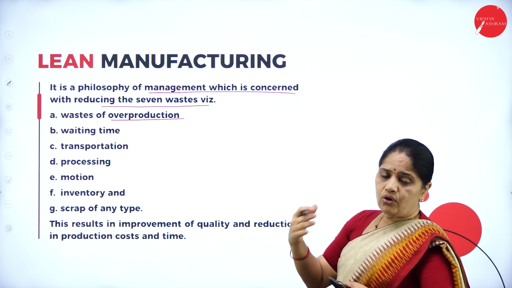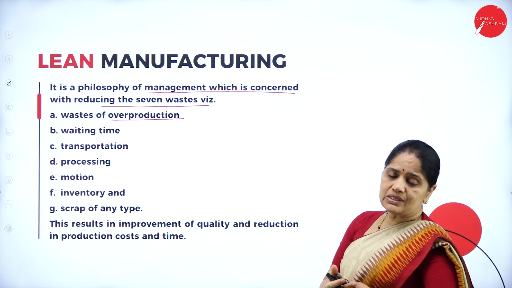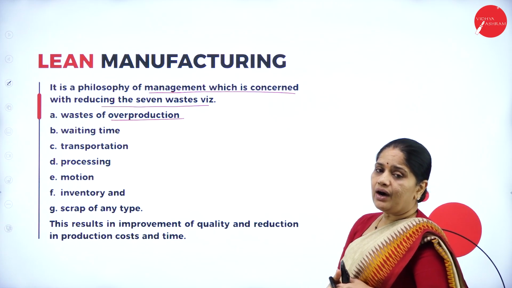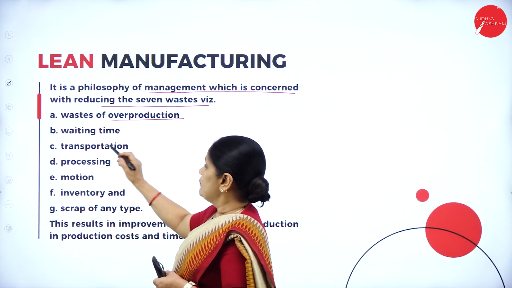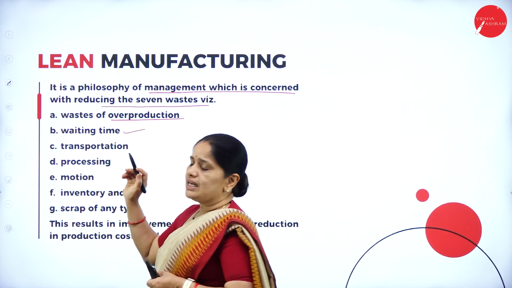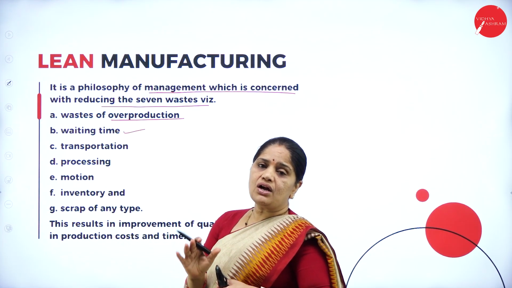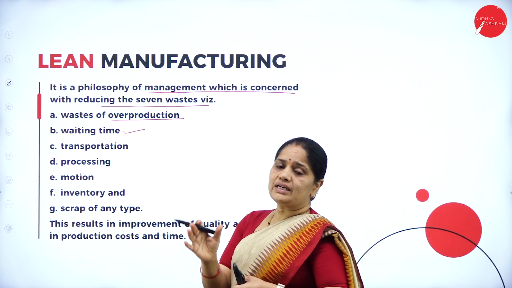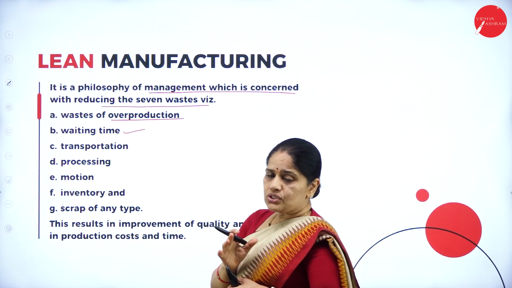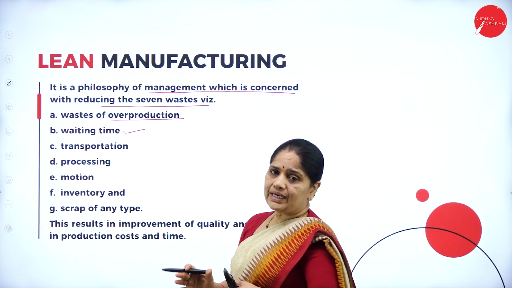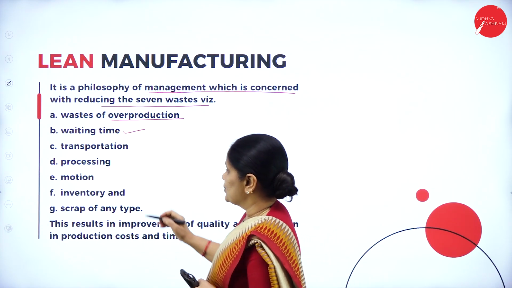So if you are overproducing the goods and if the goods are not sold, that will be a waste. So we have to reduce that. So waste of overproduction. Second one is waiting time. So you need not wait. The stock need not wait. The machinery need not wait. Human resources need not wait. So there will be absolutely no waiting time here in lean manufacturing.